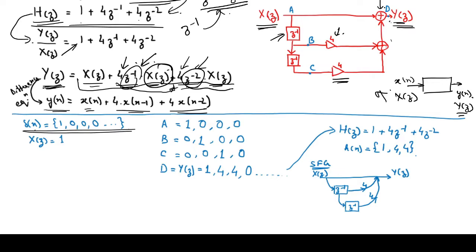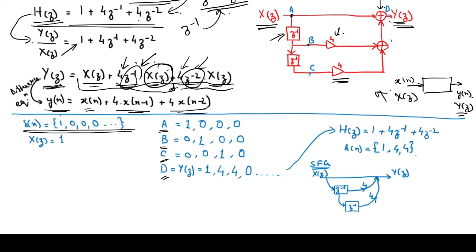Now let's see whether it is the same or not. So let us create some nodes in the realized filter. We are having A, B, C and D. D is nothing but the Y(z). So A is this point, B is this point, C is this point. So let us see the thing.